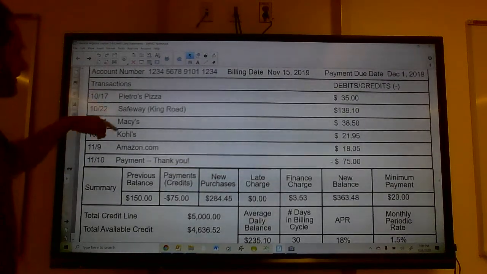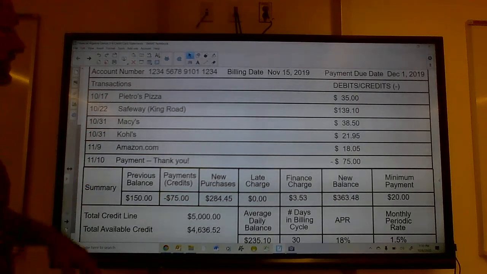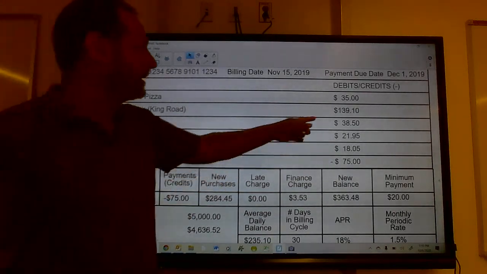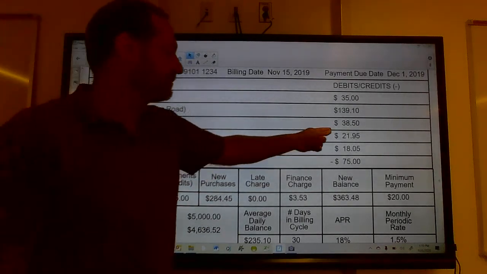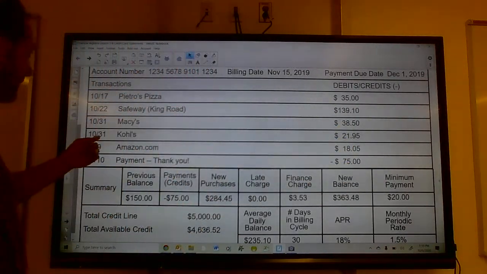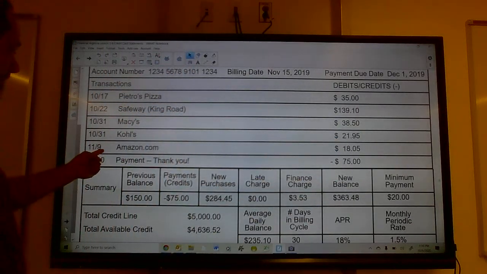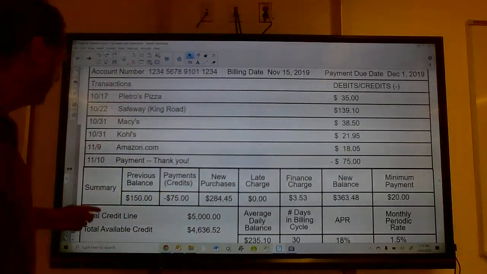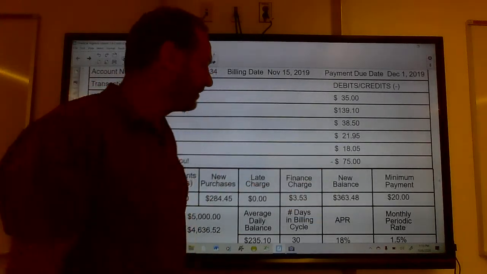Next, it shows a bunch of transactions. So this person on October 17th went to Pietro's Pizza, spent $35. On October 22nd, went to King Road Safeway, spent $139.10. On the 31st, went to Macy's, probably bought a Halloween costume for $38.50. Also went to Kohl's, spent $21.95. Ordered something on Amazon on 11/9 for $18.05, and then on November 10th, sent in a payment of $75.